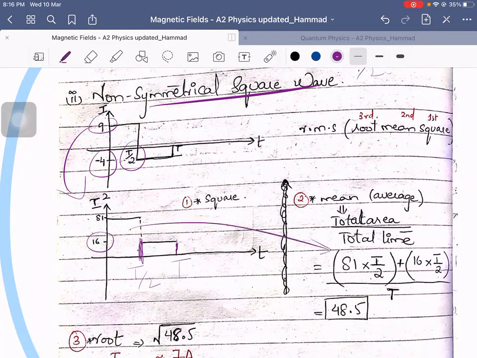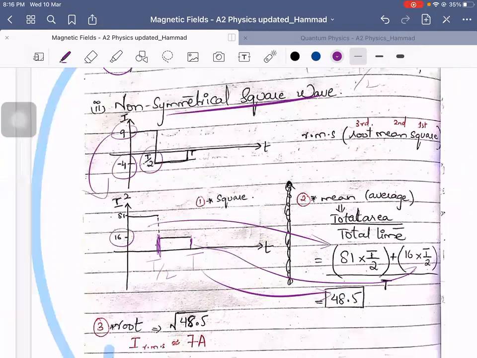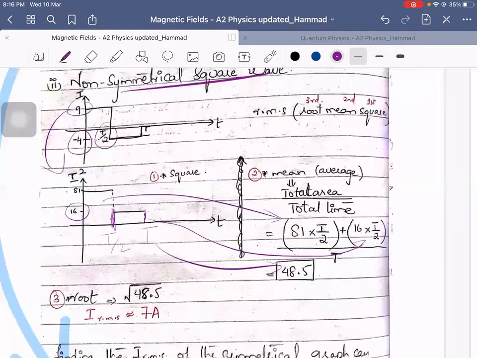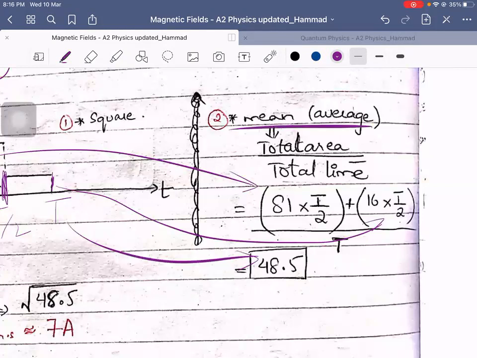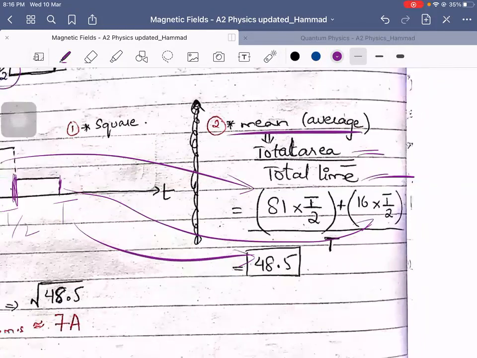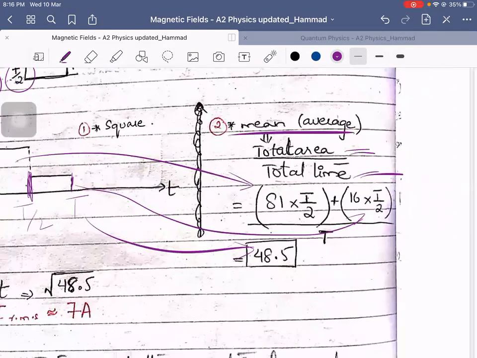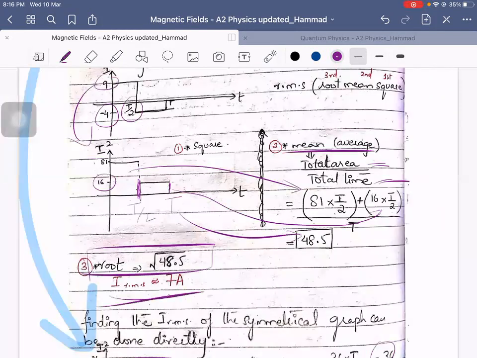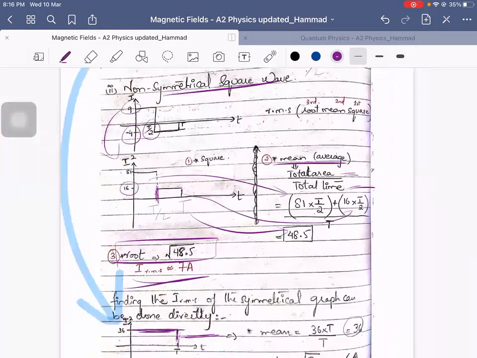81 multiplied by T half and 16 multiplied by the next T half divided by the total time, which is T, would give you 48.5. This is mean average, mean or the average, right? The total area divided by the total time. And you simply underroot this value to get the RMS value, which is approximately 7 ampere.